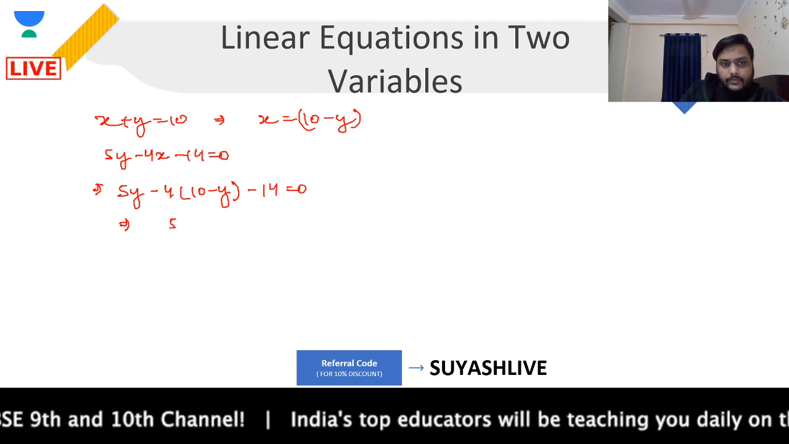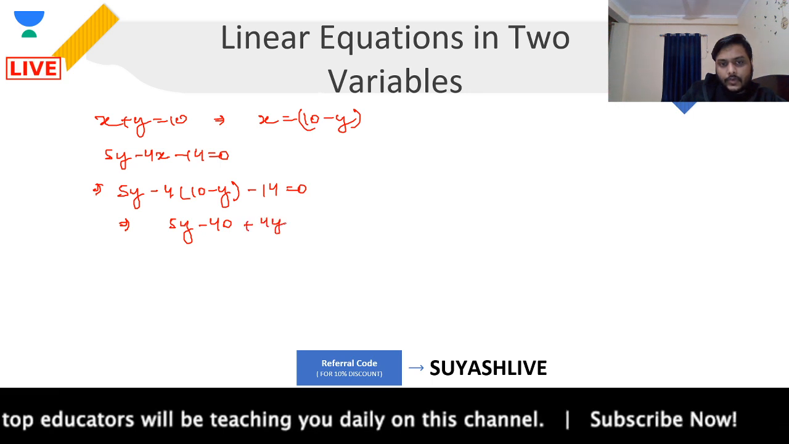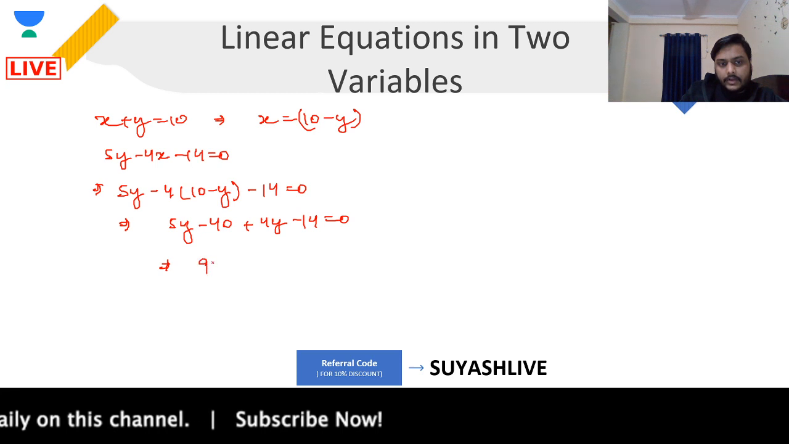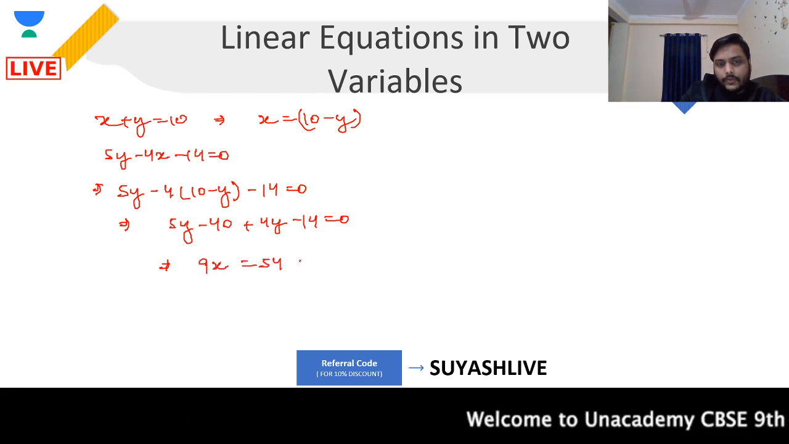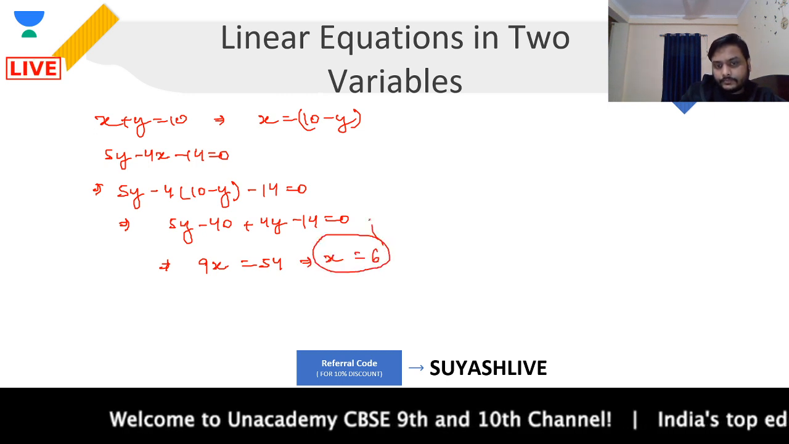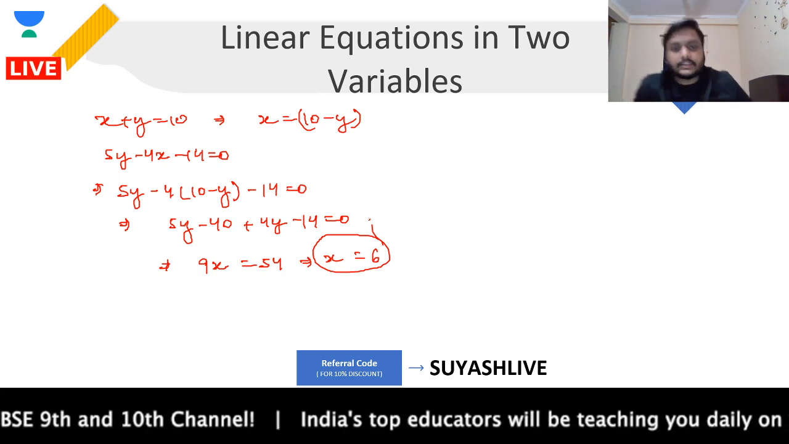and this will give me what? 5y minus 40 plus 4y minus 14 is equal to 0. This will basically give me what? 9y equal to 54. And from here I can say y will be nothing but 6. Okay, you simply got your y equal to 6.